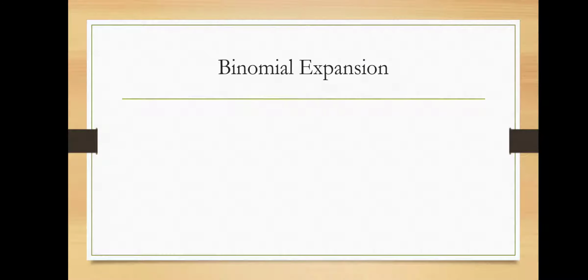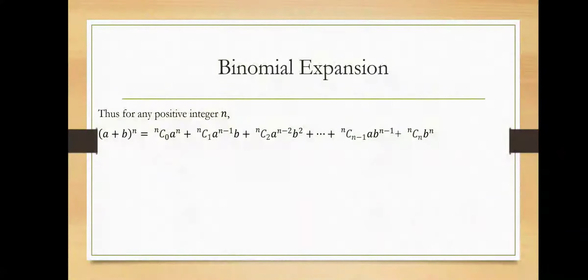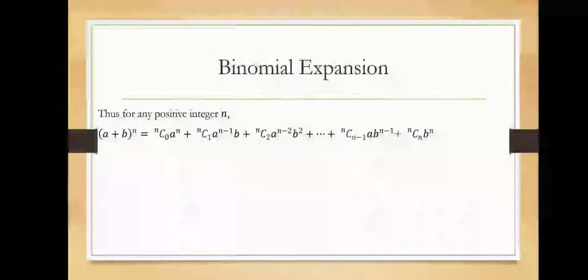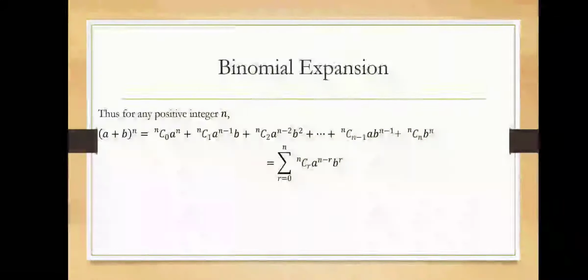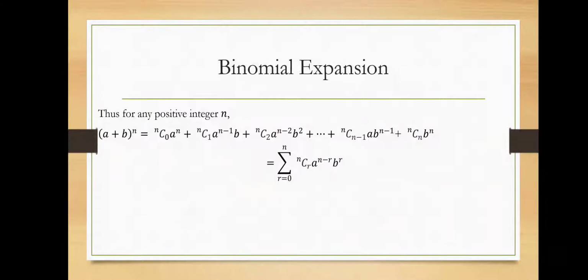So for any positive integer n, a plus b whole to the power n will look something like this. It will start with nC0 a to the power n, nC1 a to the power n minus 1 into b, plus nC2 a to the power n minus 2 into b square, and so on. It will go up to nCn b to the power n, right? And this can be written in condensed form, in summation form, that is the sum of r from 0 to n, nCr a to the power n minus r times b to the power r.